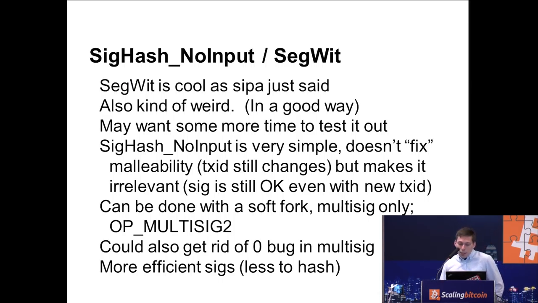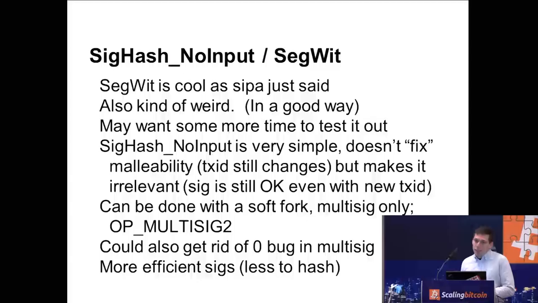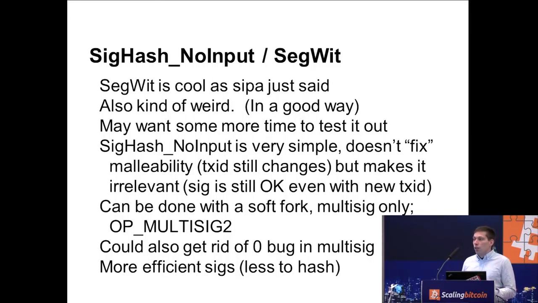But there's a simpler way that also is an option, and it's called sig hash no input. It's very simple. It doesn't fix malleability in that the TXIDs work the same. They can still change. But the signatures can be applicable to multiple TXIDs. So I'm not including the TXID in my signature. So if the TXID changes, it's okay. What I am including in the signature are my outputs and my input scripts. So it still references the correct one.